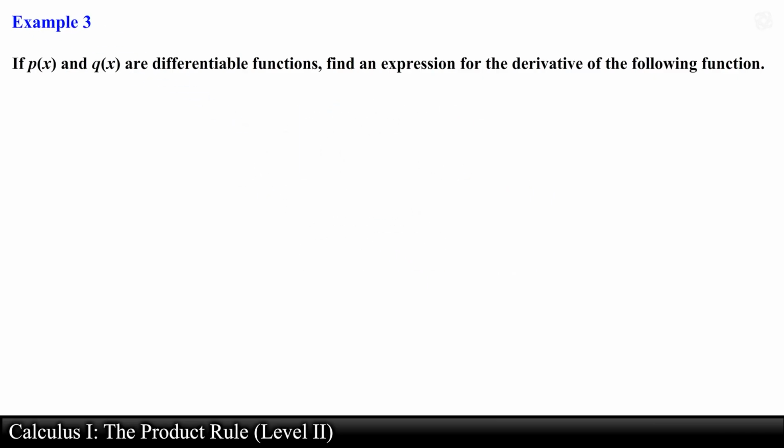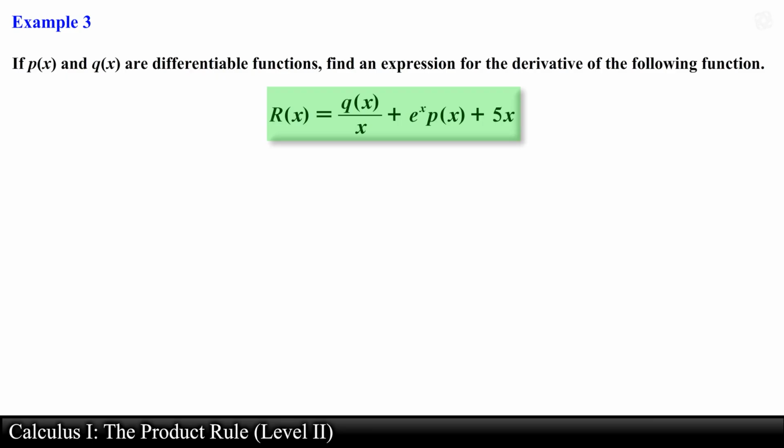If p of x and q of x are differentiable functions, find an expression for the derivative of the following function. R of x equals q of x over x plus e to the x times p of x plus 5x. Similar to the previous examples, let's go ahead and find the derivative of this expression. This function is defined by three distinct terms. The first term contains the function q of x and the rational function 1 over x.